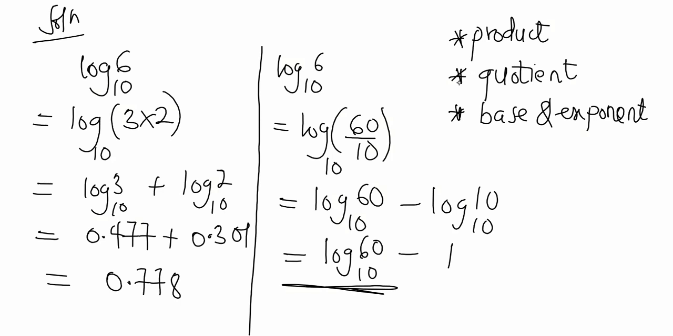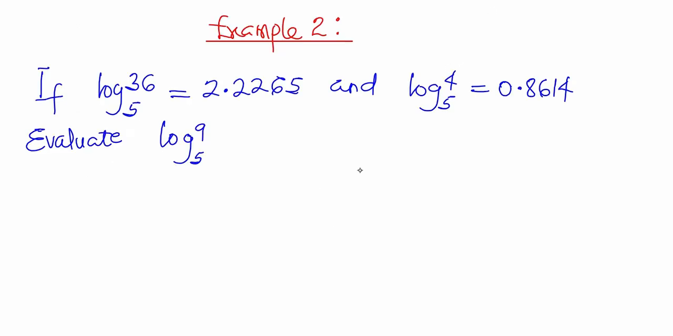Now let's try the next set of questions. In example 2, it says that if log 36 base 5 is equal to 2.2265 and log 4 base 5 is equal to 0.8614, evaluate log 9 base 5. We said that for questions like this, the given logarithm, that is logarithm of 9 base 5, should be a number that can be expressed as 1, a product of two numbers, 2, a quotient of two or more numbers, and 3, a base and exponent.